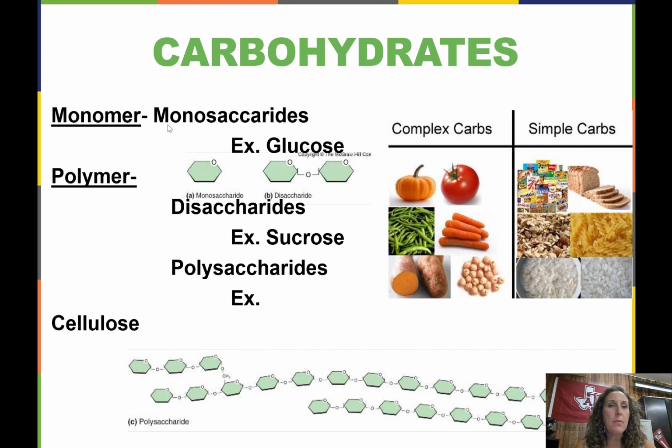So the monomer of carbohydrates is a monosaccharide, and this is what a glucose molecule looks like. And then if you put 2 glucoses together, you get sucrose. This is considered a disaccharide because di means 2. And then a polysaccharide would be like that cellulose that I was just talking about.